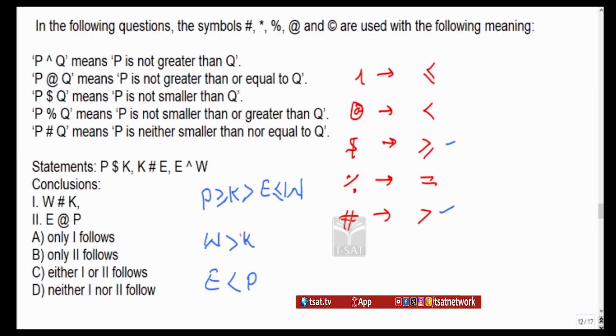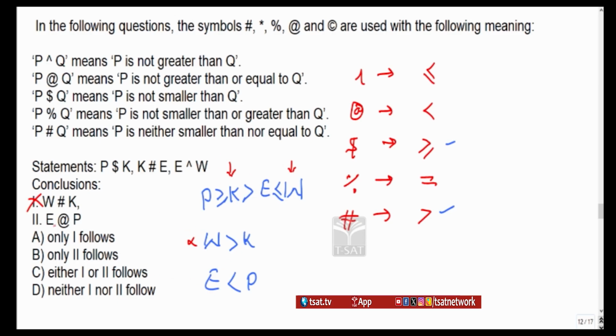Now, from these statements, let us find out the conclusions. The relation is between W and K. So where is W? W is here and K is here. And he is saying that W is greater than K. See, between W and K, you have two opposite symbols. One is greater than, the other is less than. So when you have two such symbols, obviously this conclusion becomes wrong. So this conclusion is wrong.